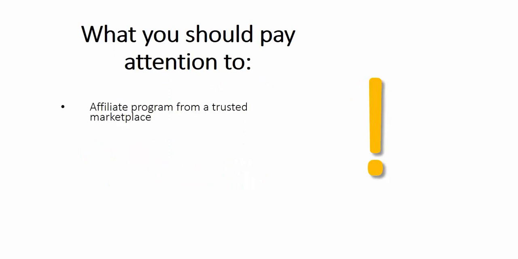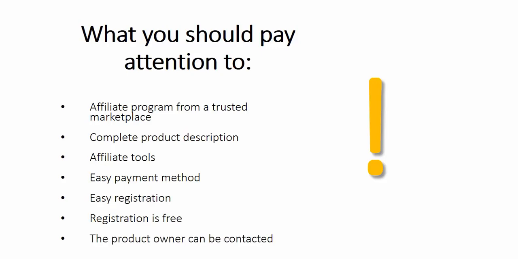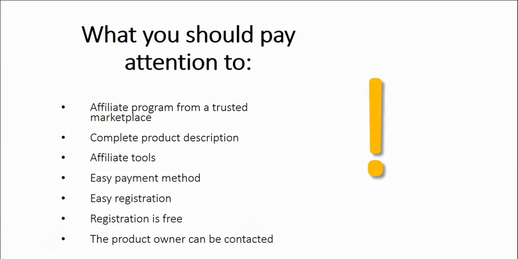Affiliate program from a trusted marketplace. Complete product description. Affiliate tools. Easy payment method. Easy registration. Registration is free. The product owner can be contacted. Keep all these points in mind while choosing affiliate offers to promote.